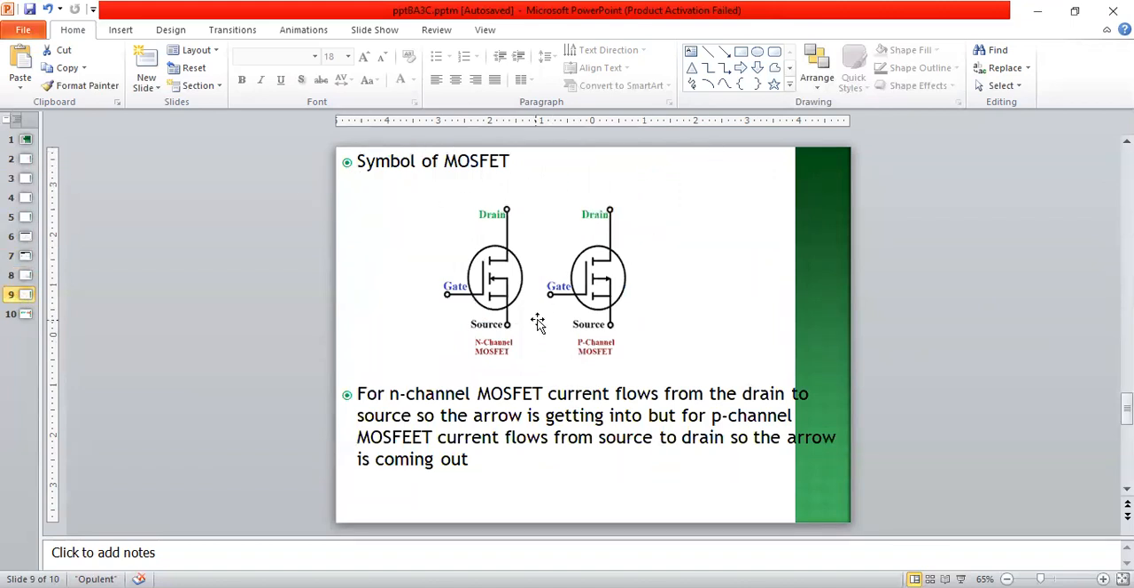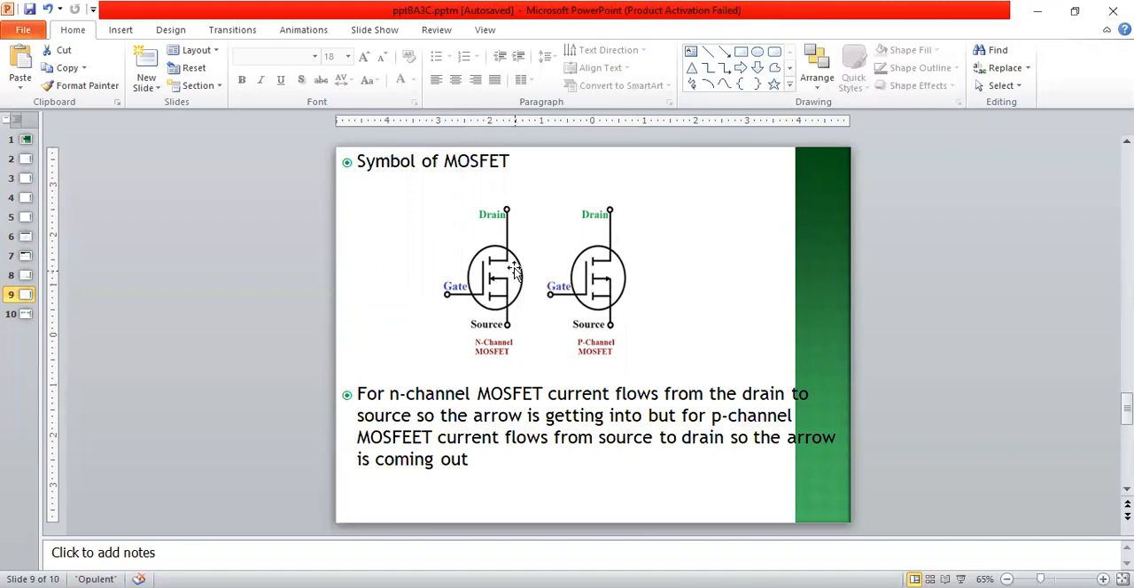Now, the symbol of MOSFET. This is the N-channel MOSFET and this is the P-channel MOSFET. From this we can say this is the source terminal, this is the drain terminal, and this is the gate terminal. For P-channel MOSFET, the three terminals are the same. Now, this is the body and this is the body. The only difference between P-channel and N-channel MOSFET is the direction of the arrow. In N-channel MOSFET, the arrow is pointing inwards, but in P-channel MOSFET, the arrow is coming out.